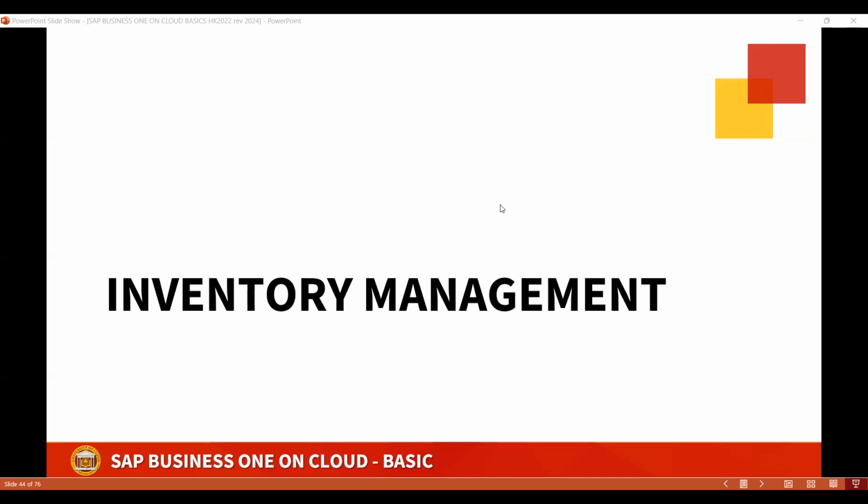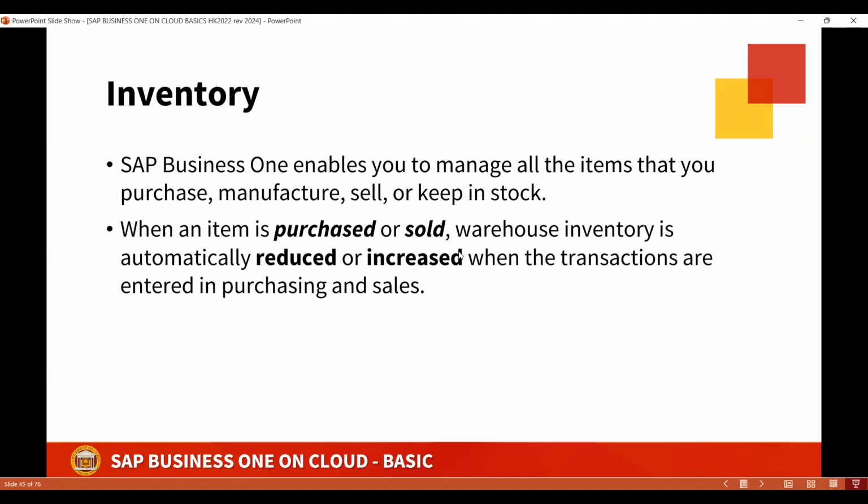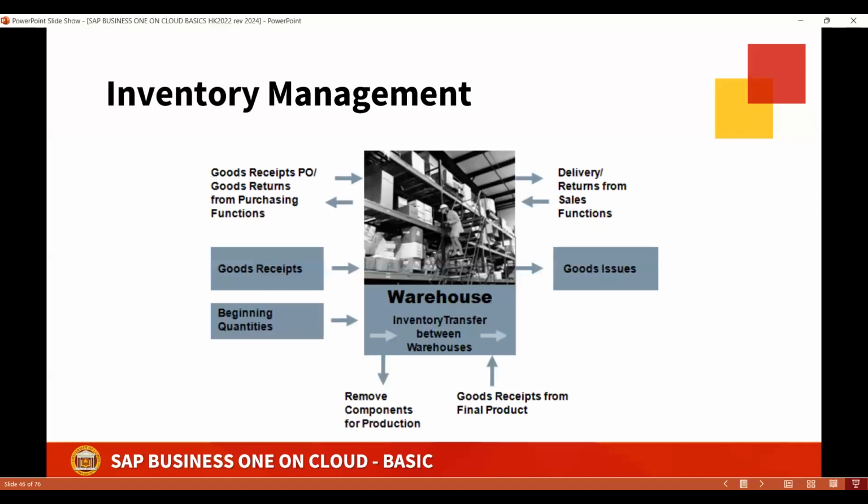Hi, for this session, we'll be dealing with inventory management. Through SAP Business One, the user can manage all the items that we either purchase, manufacture, sell, or keep in stock. So usually, when an item is purchased or sold, warehouse inventory is automatically reduced or increased when the transactions are entered in the purchasing and sales.